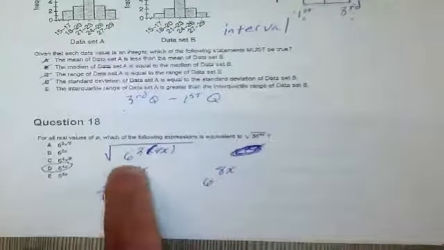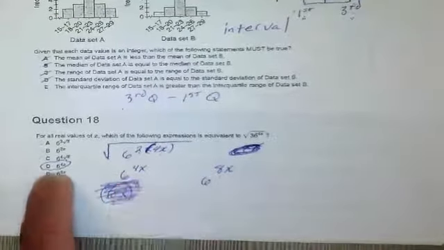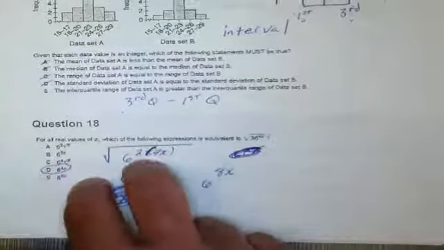So then we find half of the square root of all of that. Our base stays the same. We find half of 8x, and we get 4x, which is D. So that is answer D.